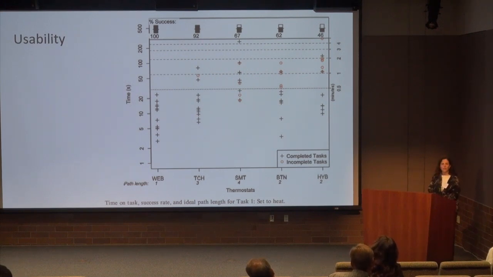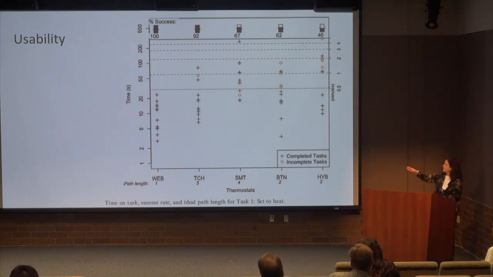Walk up to your thermostat and turn it on, okay? So the y-axis is time. It's a logarithmic scale. So you can see on the left there, the web thermostat did very well. The plus is if someone completed it, how long it took them to complete the task. Okay, so the web thermostat did really great. And then the red 0 is they did not complete the task. They were not successful, and that's when they gave up, right?